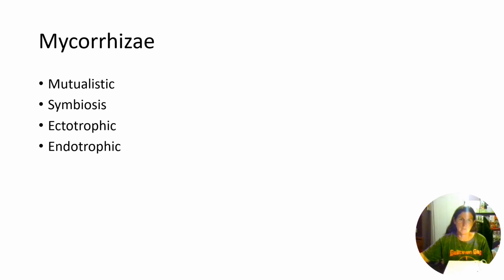So there's two different types. Ectotrophic, which is typically found in things like pines and oak trees, and it does not invade the cells. What it does is it forms on the root surface, and it's called a mantle. Where the other kind, endotrophic, it does invade the cells, so there's no mantle present. This is the majority of woody plants and herbaceous plants on land.